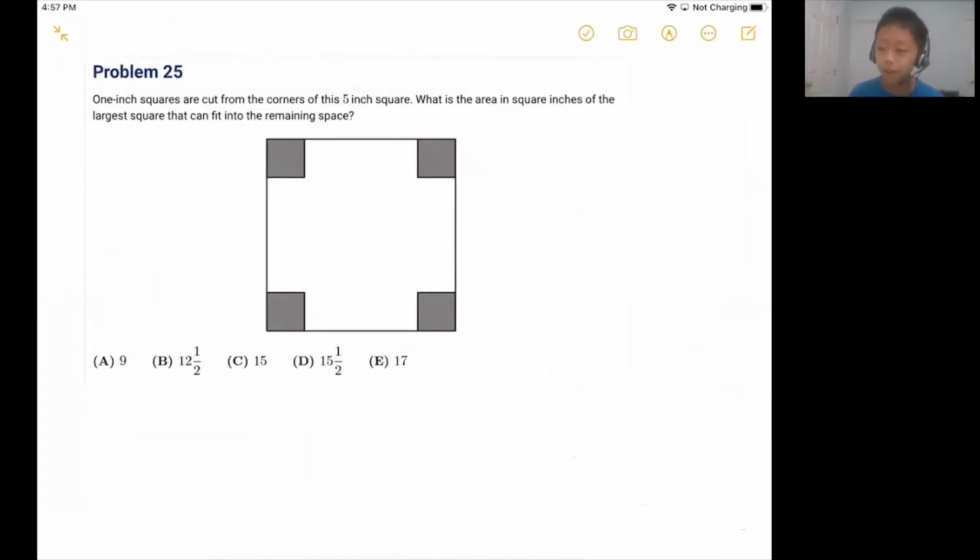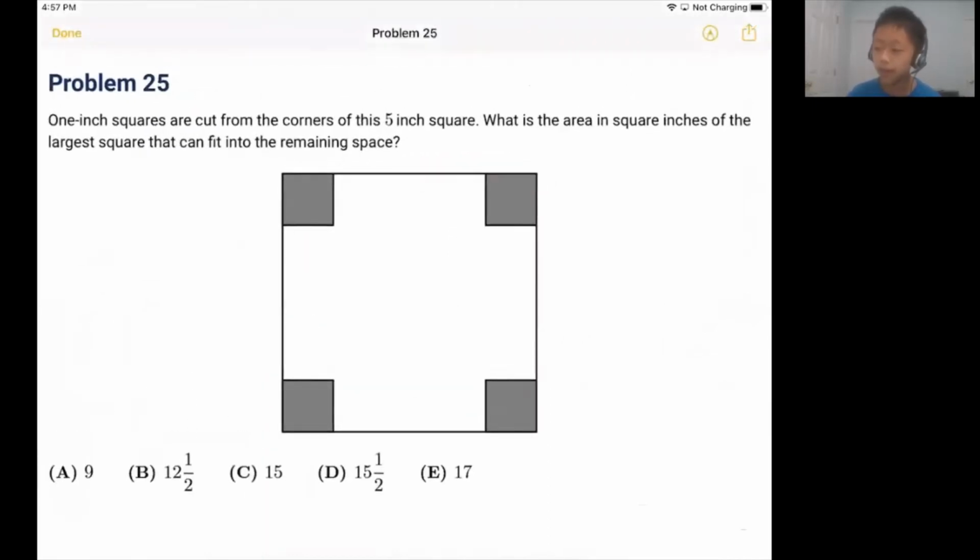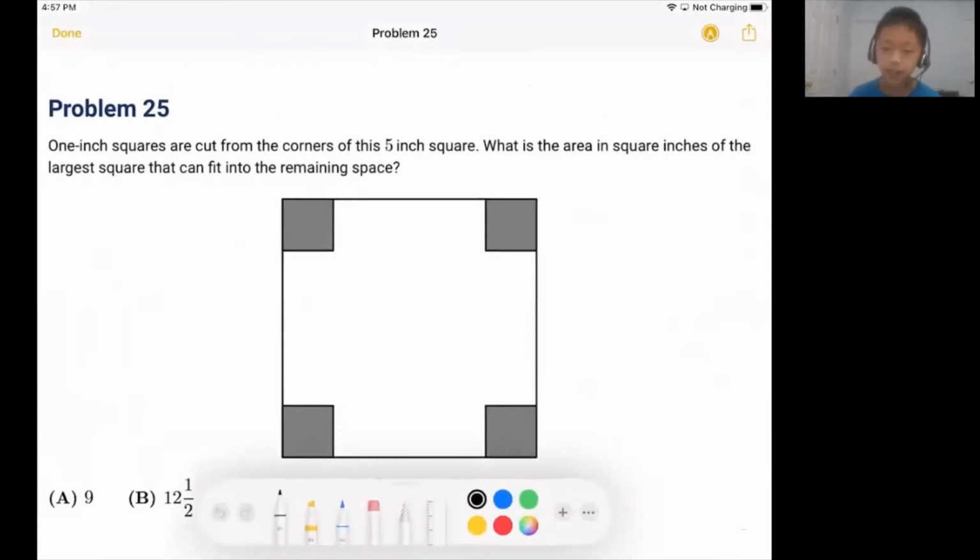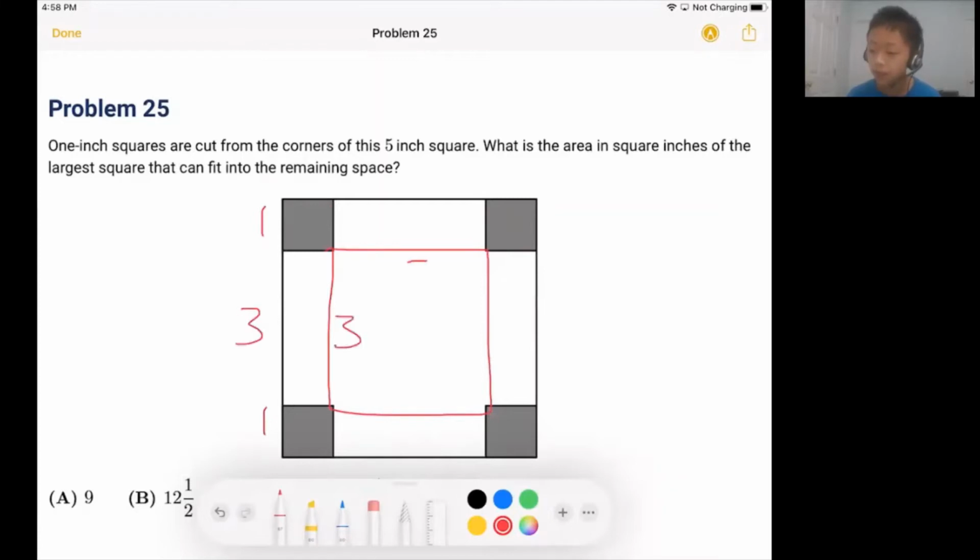We might see this square with some of these corners removed, so we have to ignore these. We can't use these squares. So we might say, then the largest square must be the center square, right? That must be the largest square. If each of these squares has side length 1 and the big square has side length 5, then this is 3. So we would do 3 times 3, which is 9, and we get choice A.